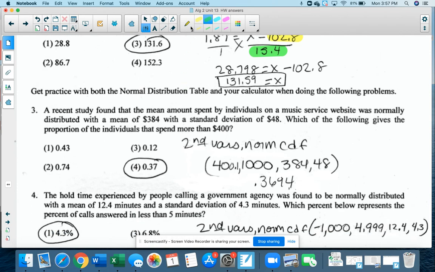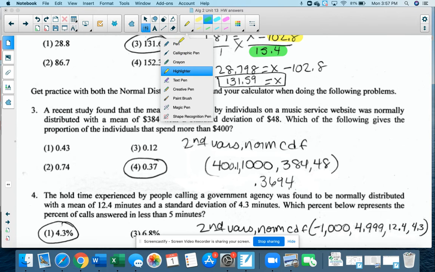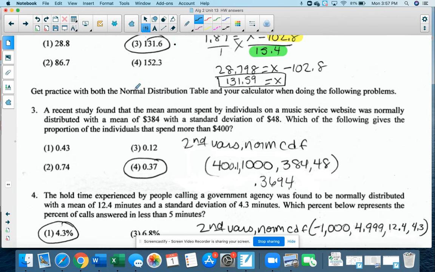Okay, and then it says that they want us to practice with the normal distribution table and your calculator. I really just use the calculator on all of these. It's only that last question, I think it was number 8, that I used the normal distribution table, and I made that one that you did not have to do.